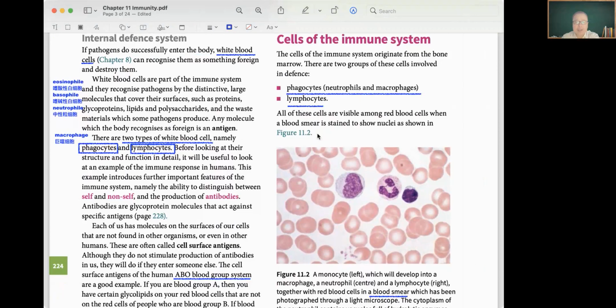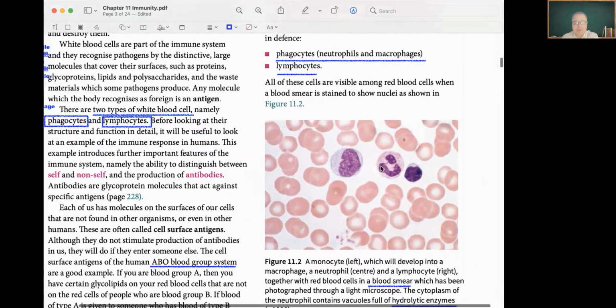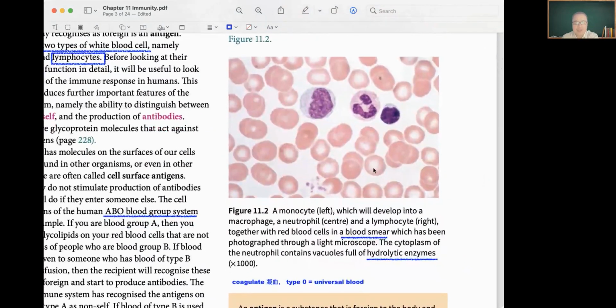淋巴细胞, okay? All these cells, among the red blood cells, can be visible. For example, in this figure 11.2, most of the cells are red blood cells, right? But here, this is a monocyte, and monocyte in Chinese is 单核细胞.